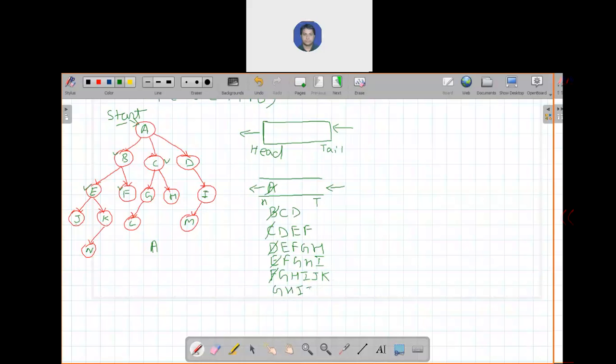G, H, I, J as it is. Then explore the state K. Explore the state G. Remove first from the Q and explore starting the G. From the G you can move only state L. So add this state L at the back of the Q like this.